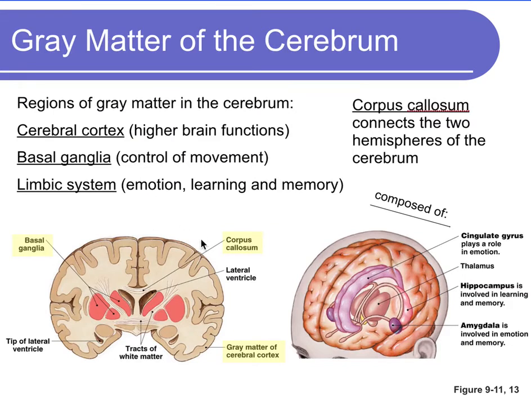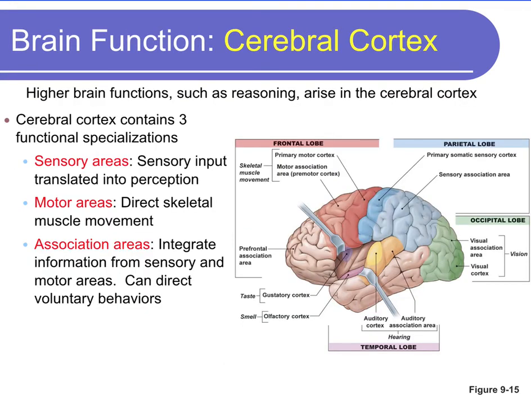The gray matter of the cerebrum, shown here, let's kind of break that down. So we have the cerebral cortex that's involved in higher brain functions. The basal ganglia, shown here in pink, is involved in the control of movement. And then the limbic system, like I said earlier, is really important for emotion. The hippocampus is also part of the limbic system, and that's important for learning and memory. And that's easy to remember because think of a smart hippopotamus.